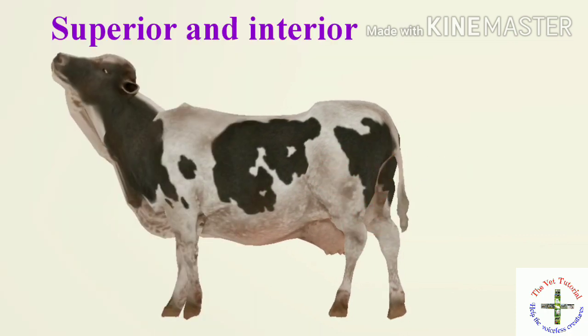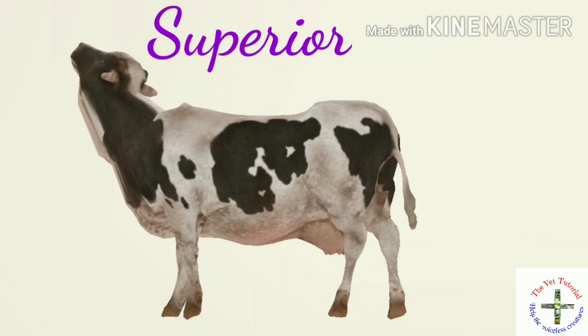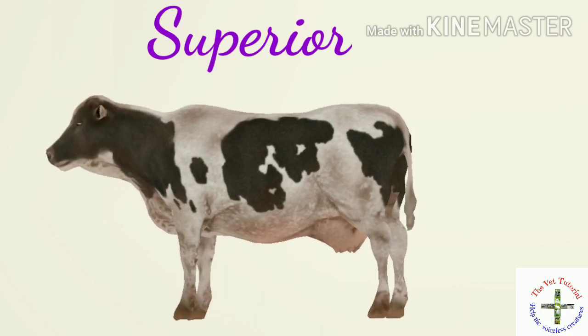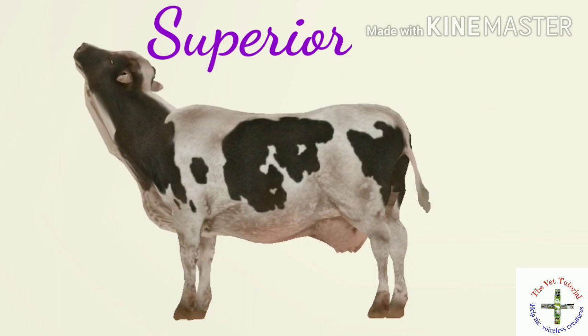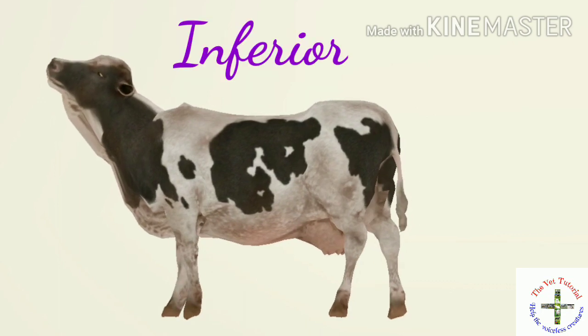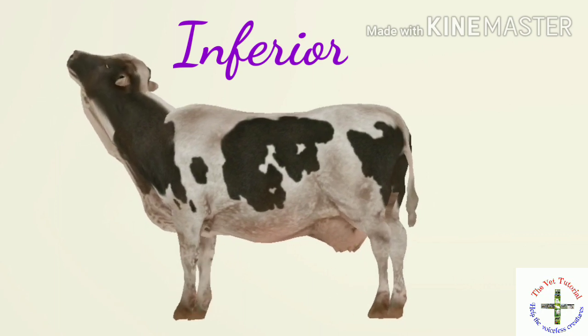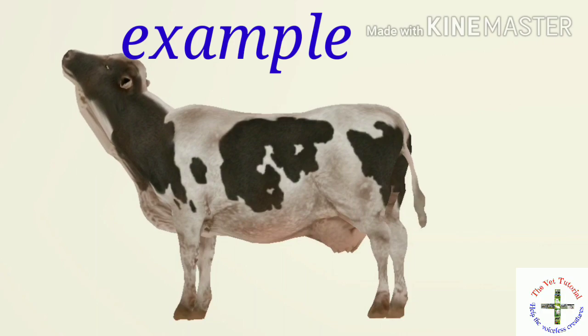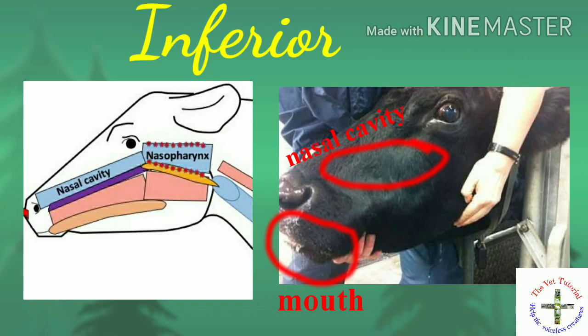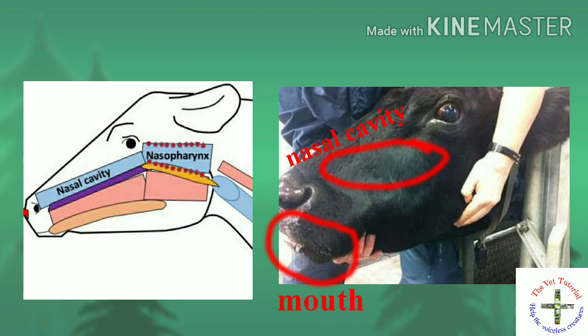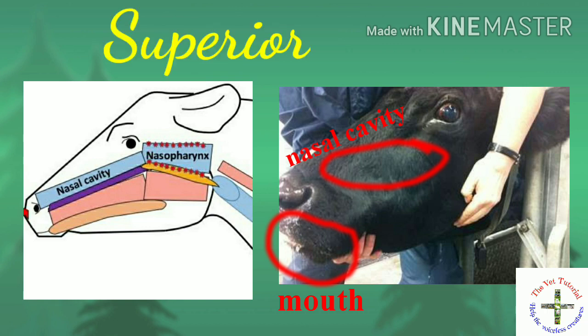And the next is superior and inferior. Those structures which are above other structures are known as superior, and those structures which are below other structures are known as inferior. For example, the mouth is inferior to the nasal cavity. This is the example of inferior. And if we reverse this statement, that is, the nasal cavity is superior to the mouth, it is the example of superior.